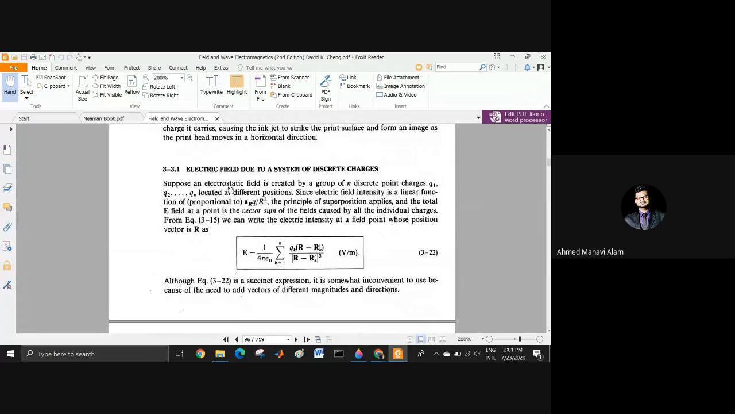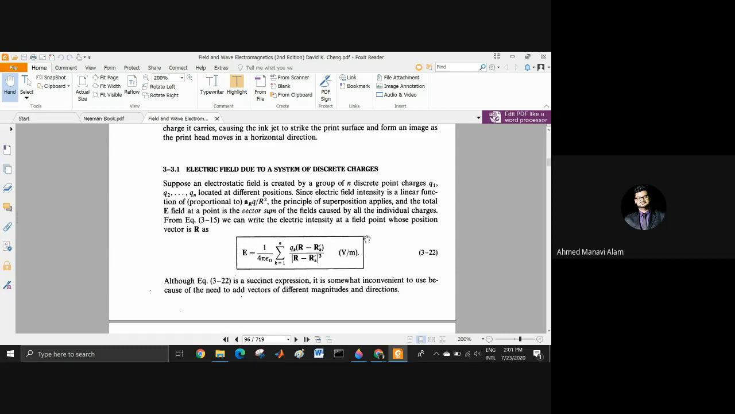This is electric field due to a system of discrete charges. In the first topic, we found the electrostatic field intensity for a single charge. Now I want to find the electric field intensity for a plural number of charges. That means more than one. So now your concentration needs to be very high, because this topic is somehow tricky.